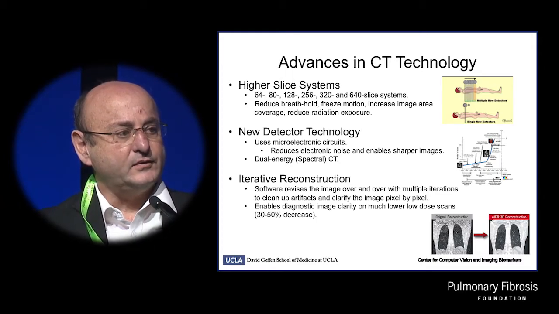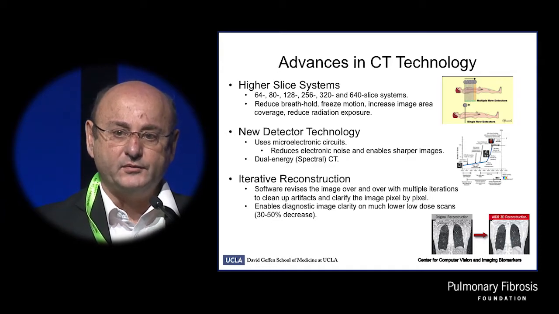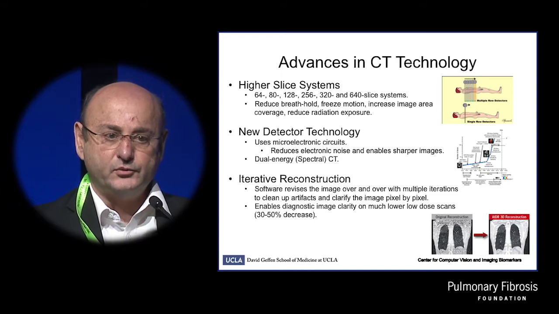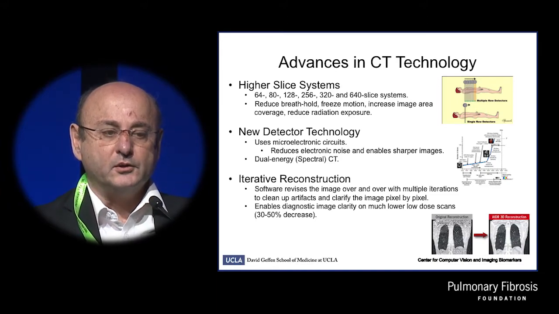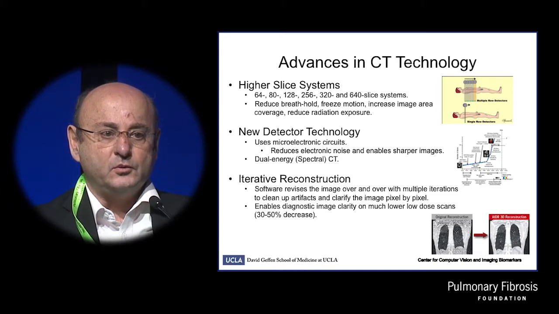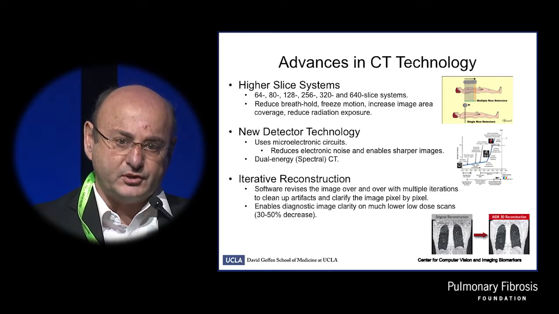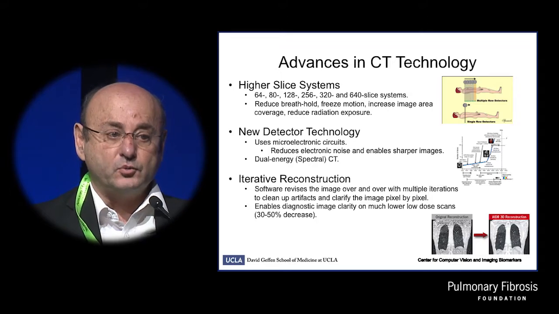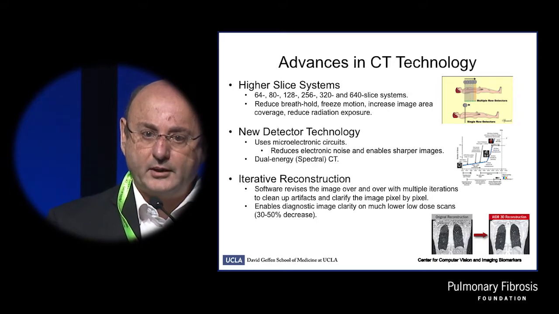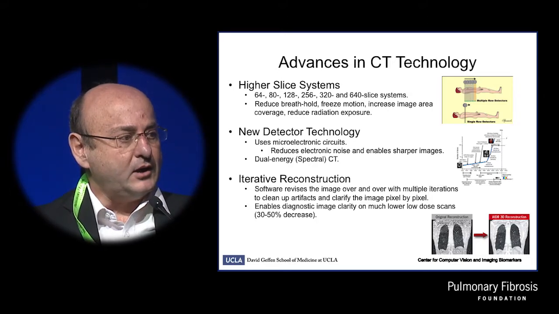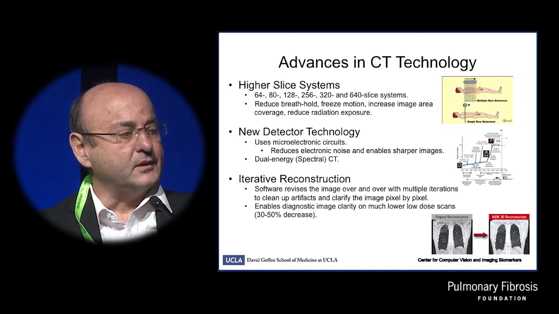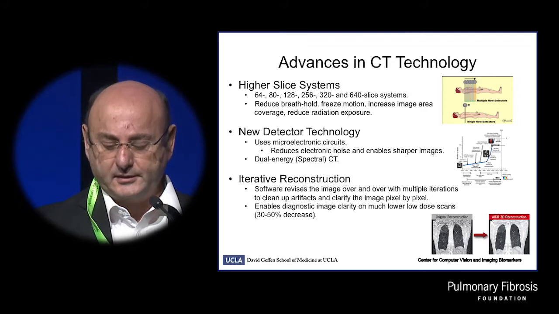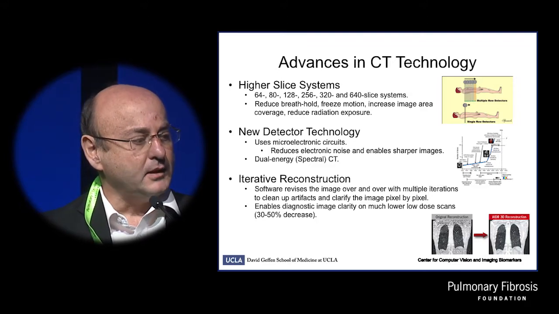But these advances in technology now mean that we have CTs that can acquire a chest in less than 2 or 3 seconds. We can acquire a chest with a dose comparable to a chest X-ray. This was never possible, and it's still not widely possible, but I can tell you it's rapidly evolving. So now the next thing to do is to improve the resolution, and that will come with detector technology.